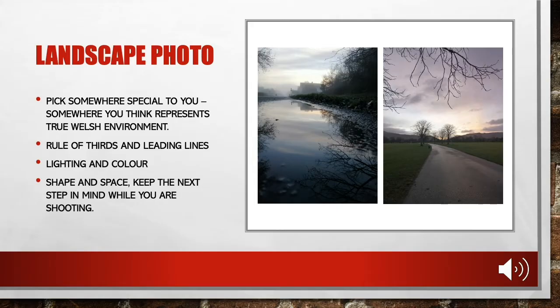Now, when you're taking your photo, there's some things I want you to keep in mind. First off, pick somewhere that is special to you. Somewhere that you think represents a true Welsh environment. Now, this could be a park, which is close to your house, or a walking line or trail. It could be some sheep on a mountain, or anything, a sculpture, a street which is special to you. This is your personal representation of your Welsh heritage. So it's going to be a personal reflection, and I really want you to take control of your photograph.